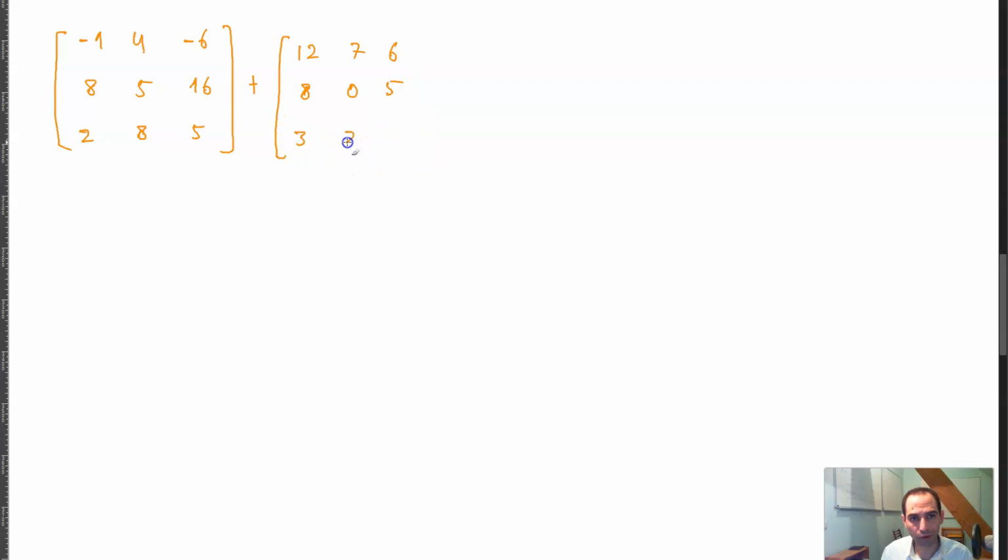Or if you have, for example, negative 1, 4, negative 6, 8, 5, 16, 2, 8, 5, and add it to 12, 7, 6, 8, 0, 5, 3, 2, 4, and if you add them together, you'll get negative 1 plus 12 is equal to 11, 4 plus 7 is equal to 11, negative 6 plus 6 is equal to 0, 8 plus 8 is equal to 16, 5 plus 0 is equal to 5, 6 plus 5 is equal to 21, 16 plus 5 is equal to 21, 2 plus 3 is equal to 5, 8 plus 2 is equal to 10, and 5 plus 4 is equal to 9.